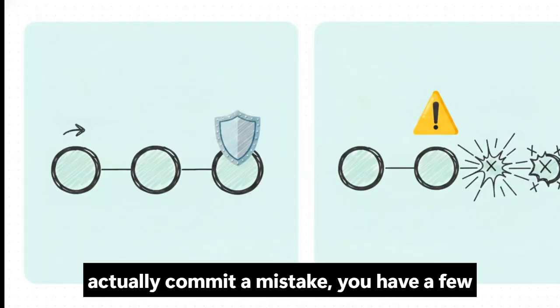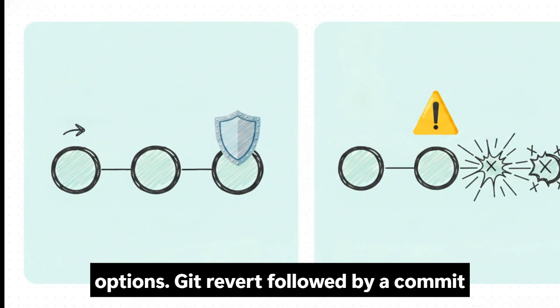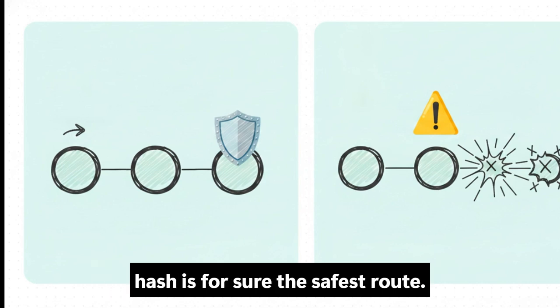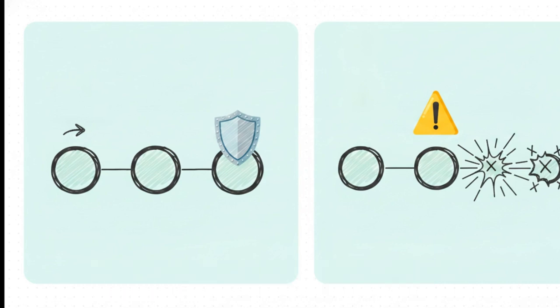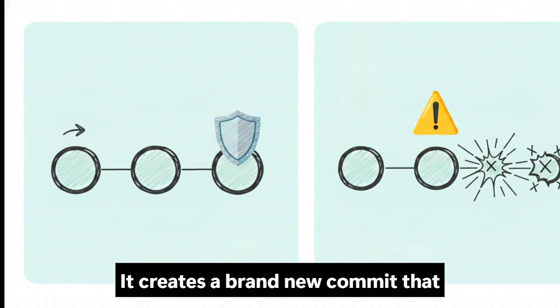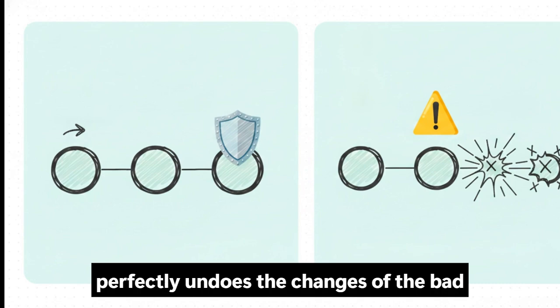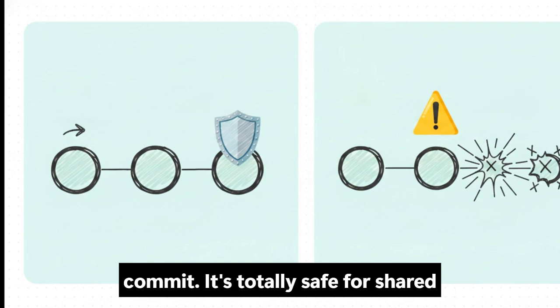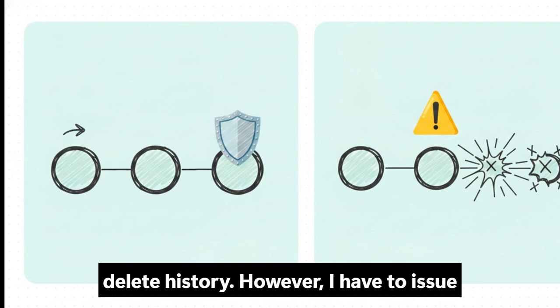Now, when you actually commit a mistake, you have a few options. Git revert followed by a commit hash is for sure the safest route. It creates a brand new commit that perfectly undoes the changes of the bad commit. It's totally safe for shared branches because it doesn't rewrite or delete history.